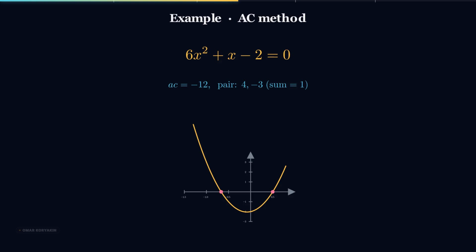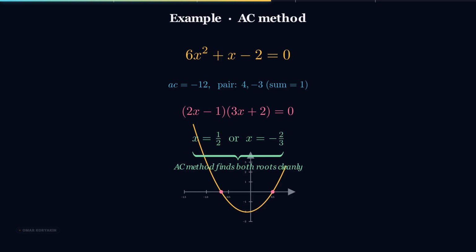The pair 4 and negative 3 works. 4 times negative 3 is negative 12. 4 plus negative 3 is 1. Use the pair to split the middle term and group. The factored form after splitting and grouping is 2x minus 1 times 3x plus 2.